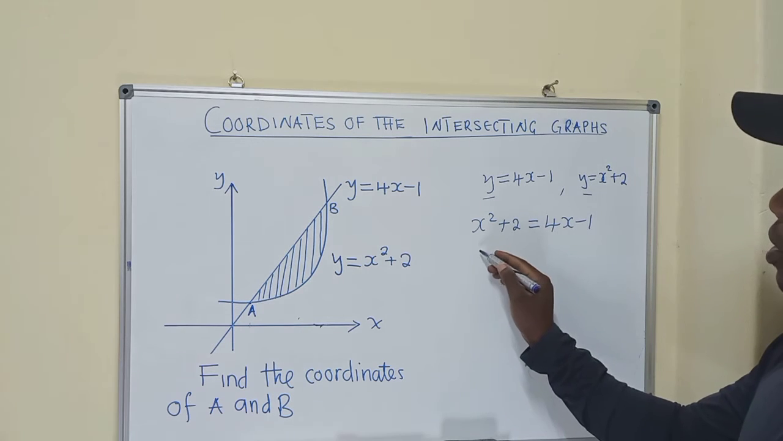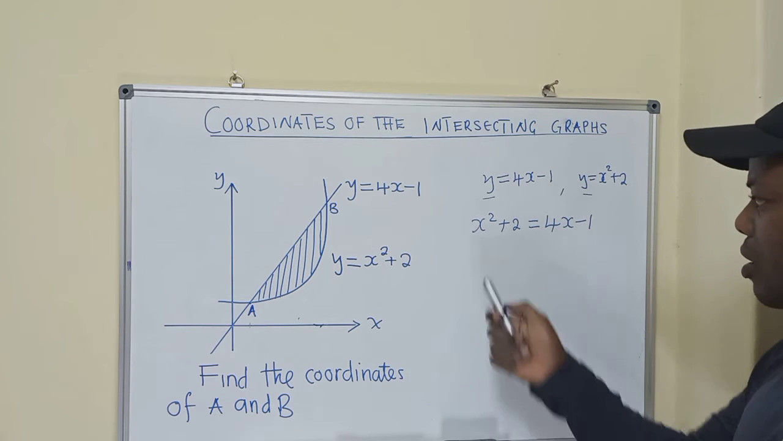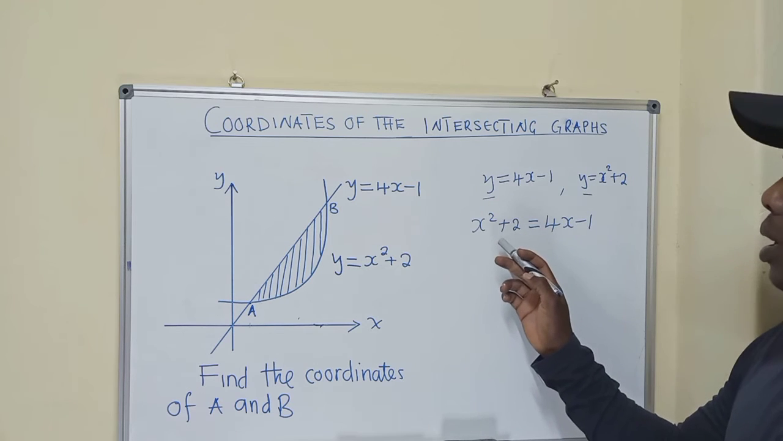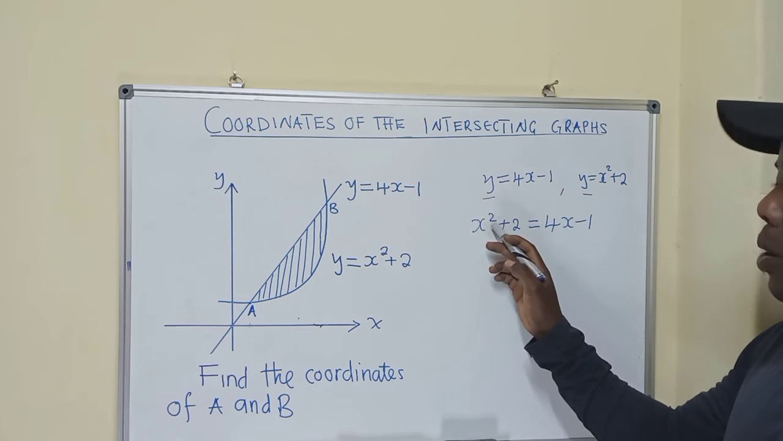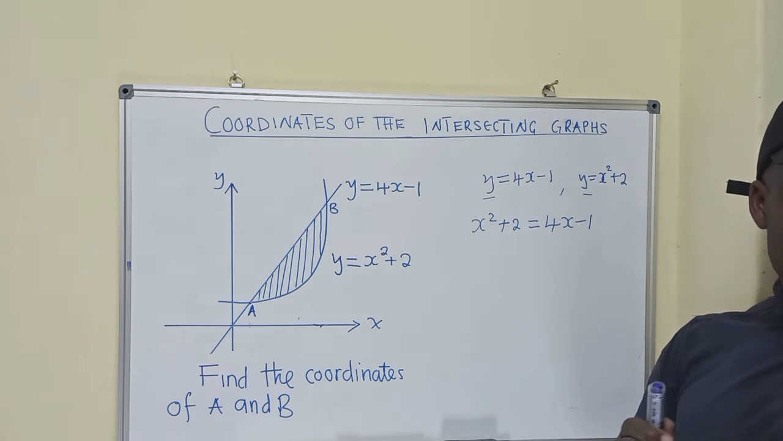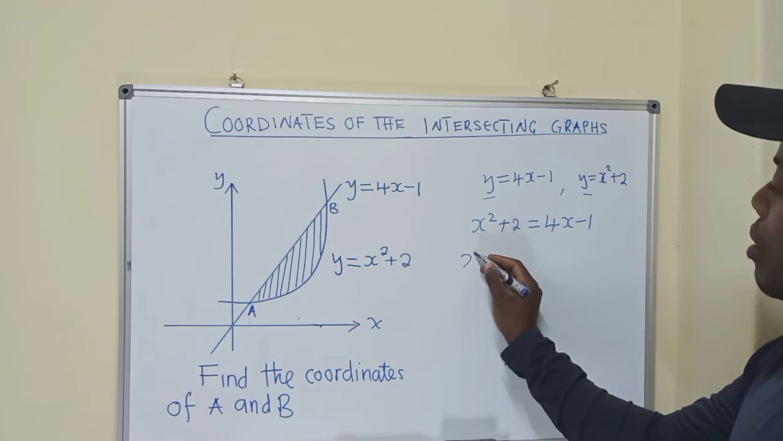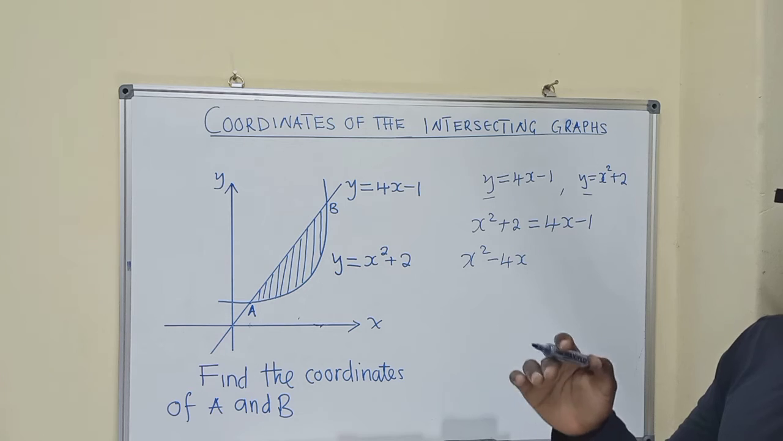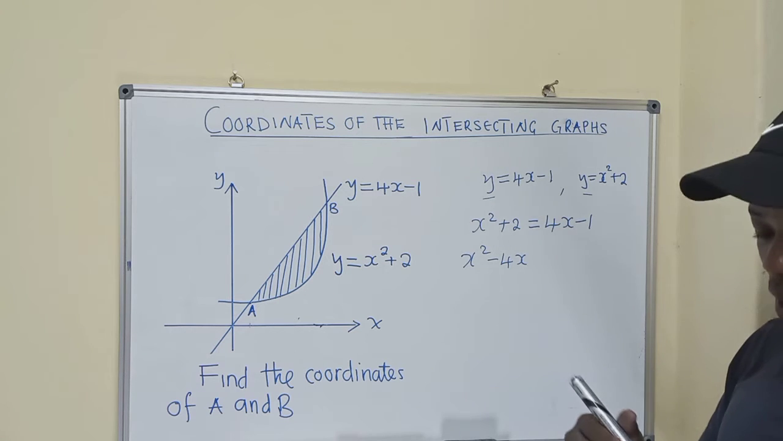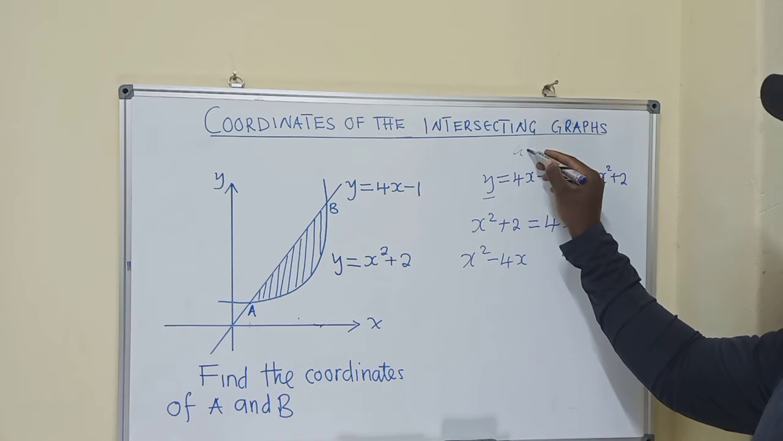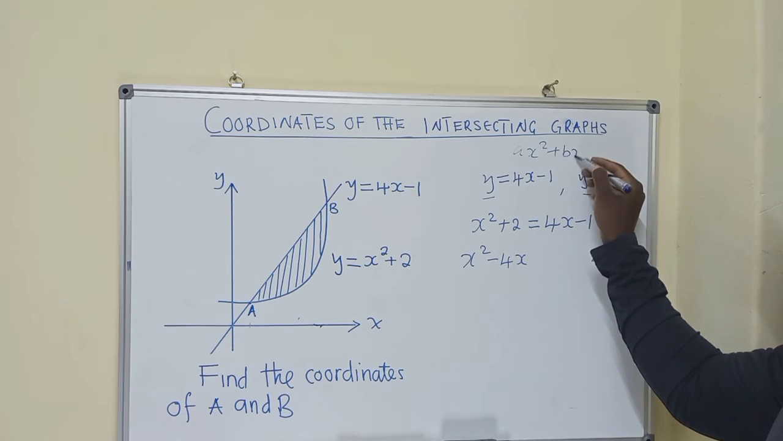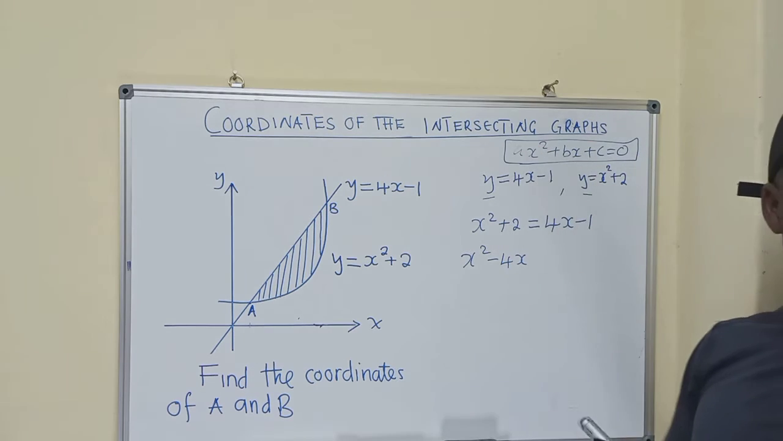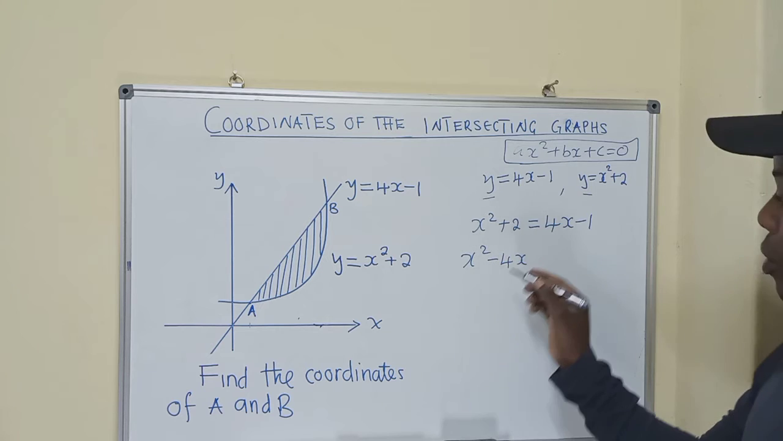So now here, if you can see nicely, this is a quadratic equation. Do you know a quadratic equation? This one is leading us to a quadratic equation because we have got power 2, and we know that a quadratic equation has got power 2, isn't it? So we can say x squared minus 4x. I want to put it in a standard form. You know a quadratic equation, right? It's in the form of ax squared plus bx plus c is equal to 0. This is the standard form of a quadratic equation.